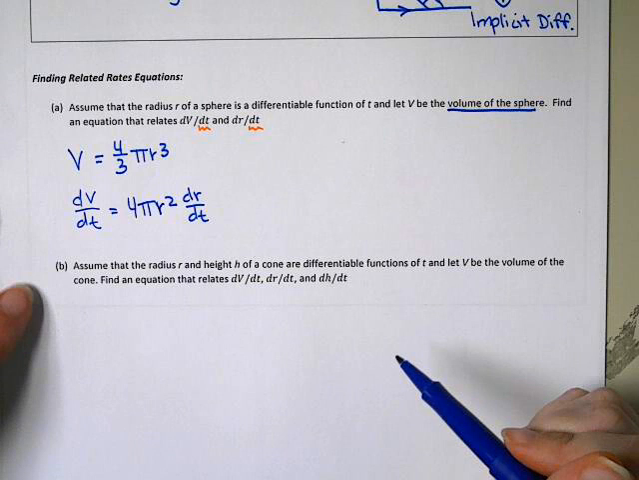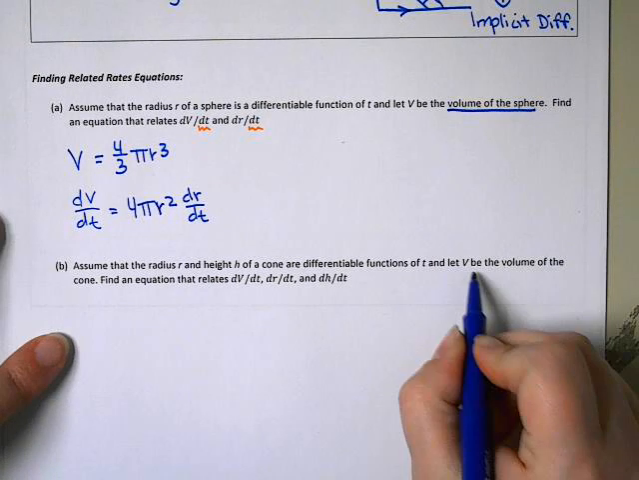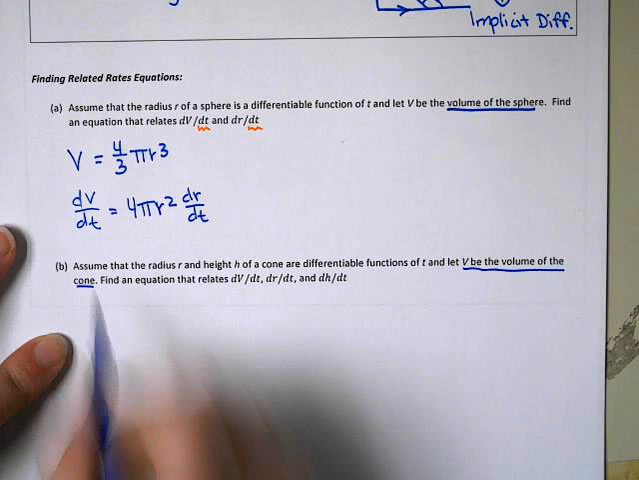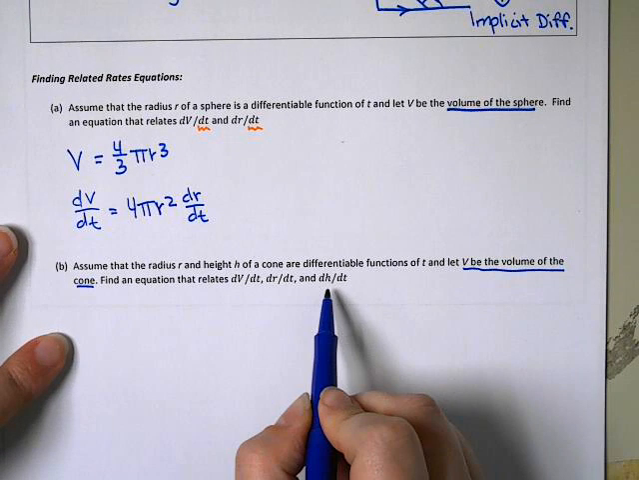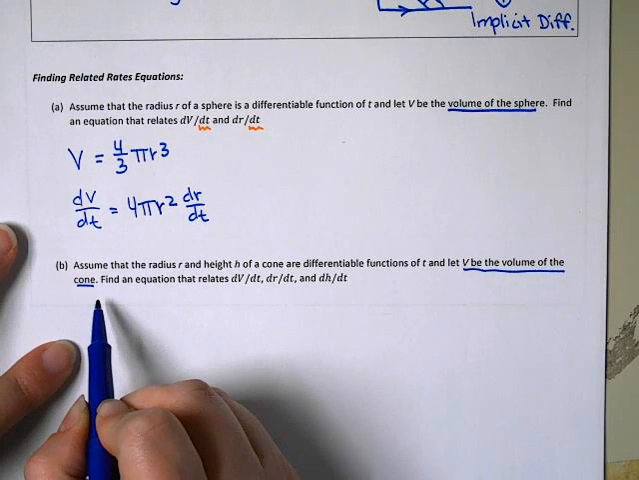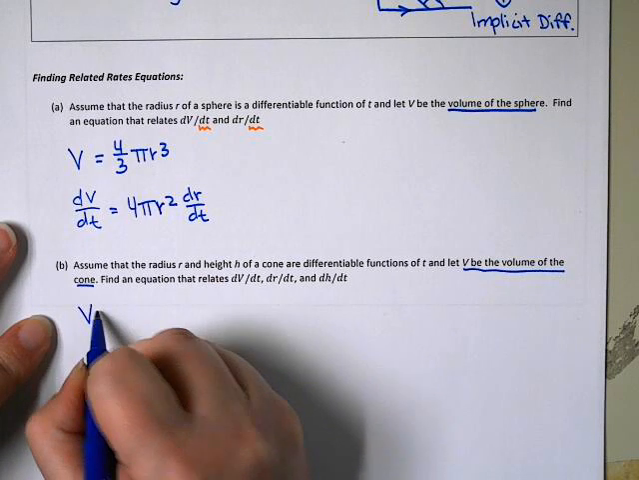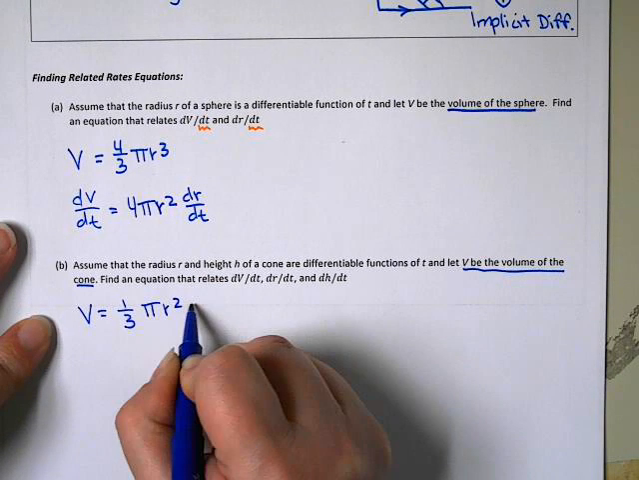For part B, assume the radius and the height of a cone are differentiable functions of t, and let v be the volume of the cone. Find an equation that relates dv/dt, dr/dt, and dh/dt. So again, let's start by writing the volume of the cone. The volume of a cone is 1/3 pi r squared h.